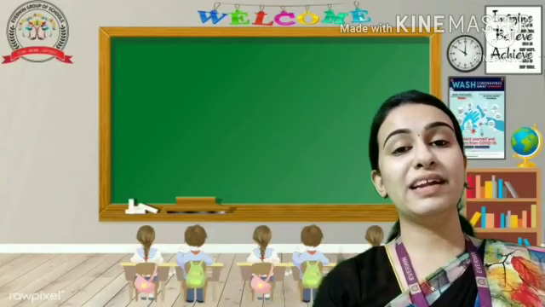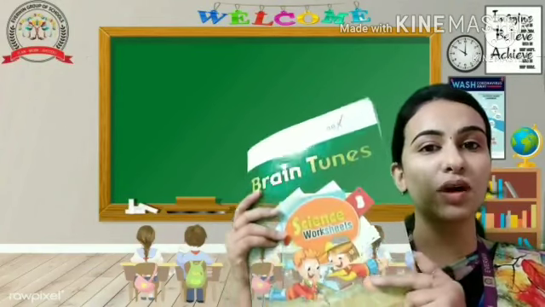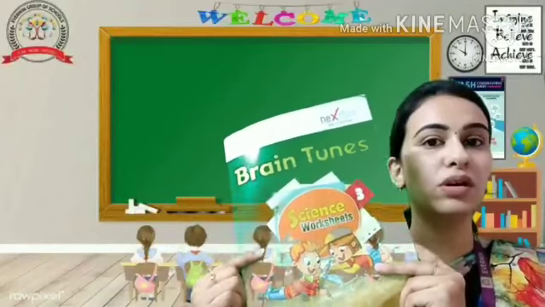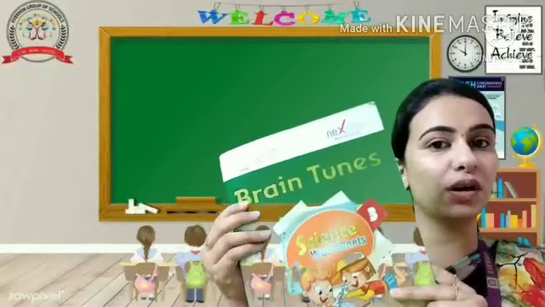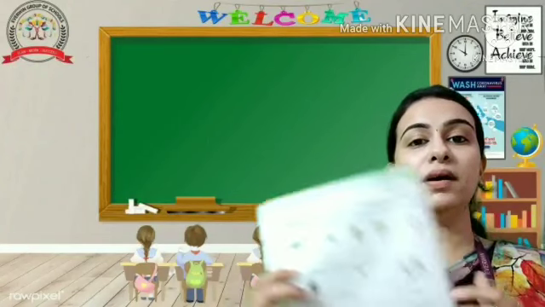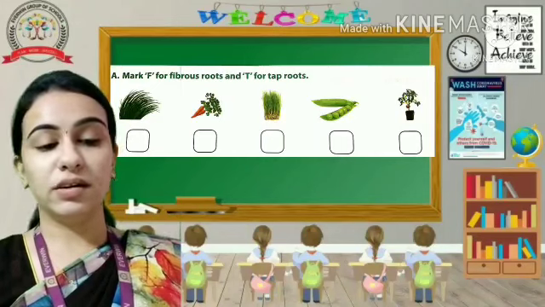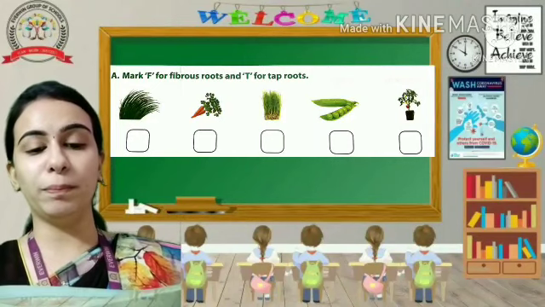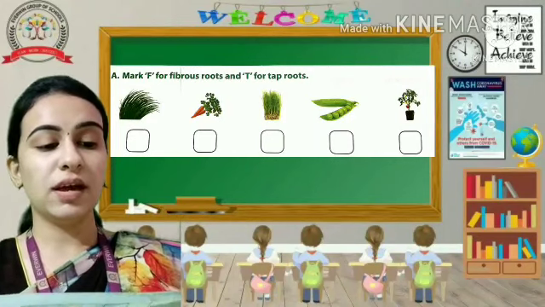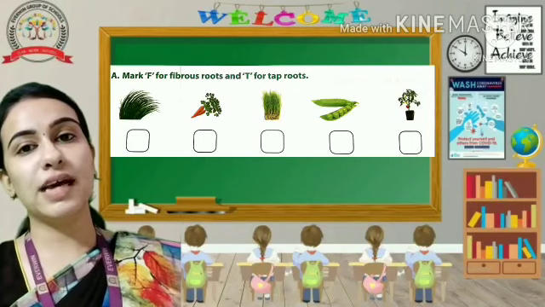So now let's do our book exercises. Take your science workbook. This is your science workbook, Brain Tunes. Take this workbook and take page number 8. Worksheet 1. Lesson number 2, More About Plants. A question: Mark F for fibrous roots and T for tap roots.